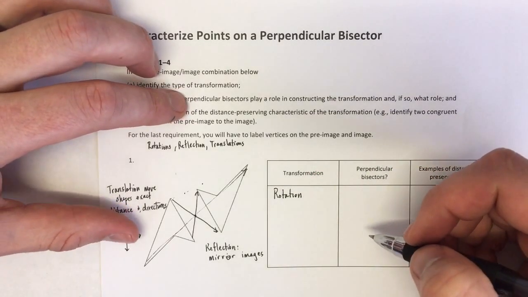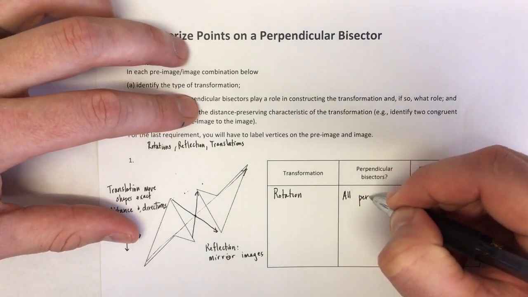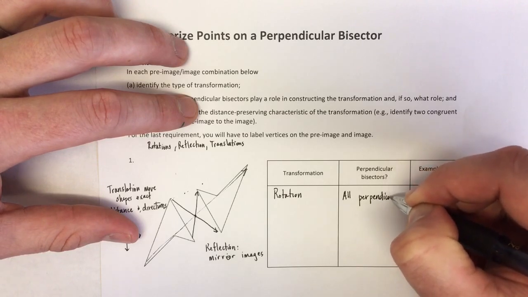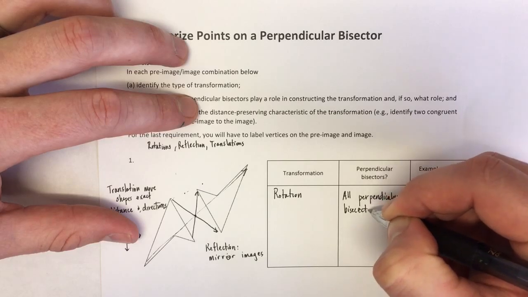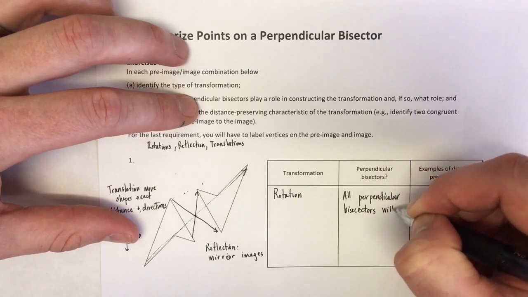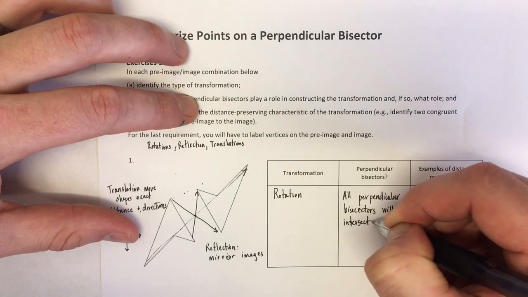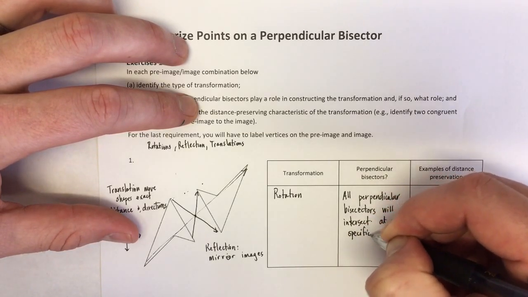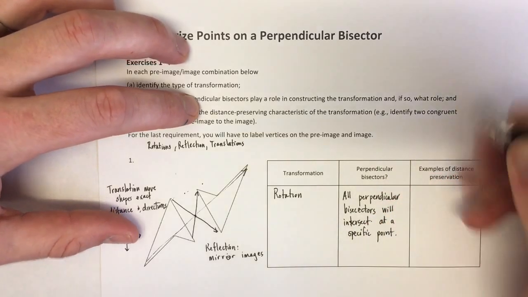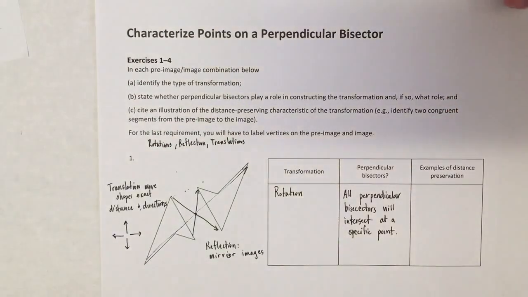Coming over here to perpendicular bisectors, all perpendicular bisectors will intersect at a specific point. And I'll get to a construction shortly that will validate this. We'll just save the time for now.